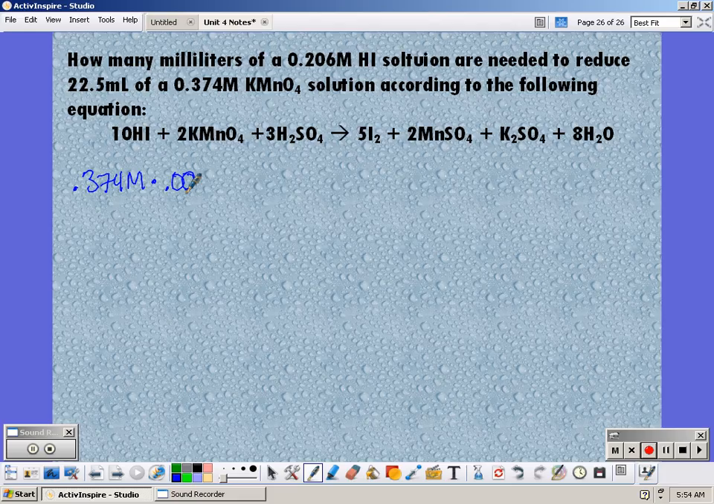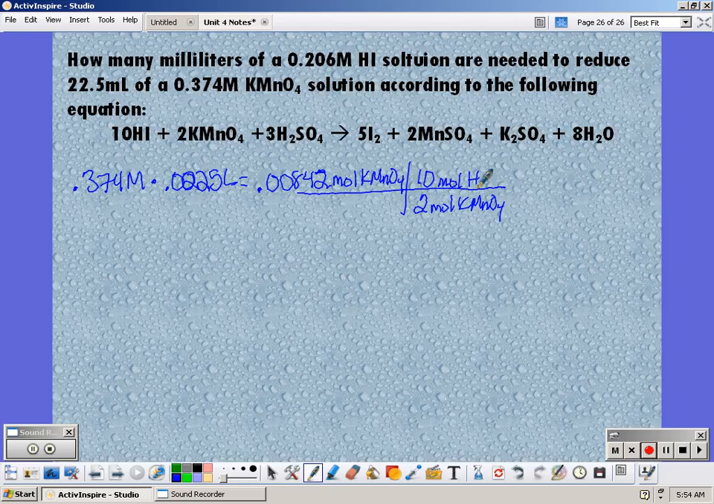That's 0.0225. That tells me I have 0.00842 moles of KMnO4. And then it turns into stoichiometry. There are 2 moles of KMnO4 to every 10 moles of HI. So that gives me 0.0421 moles of HI.